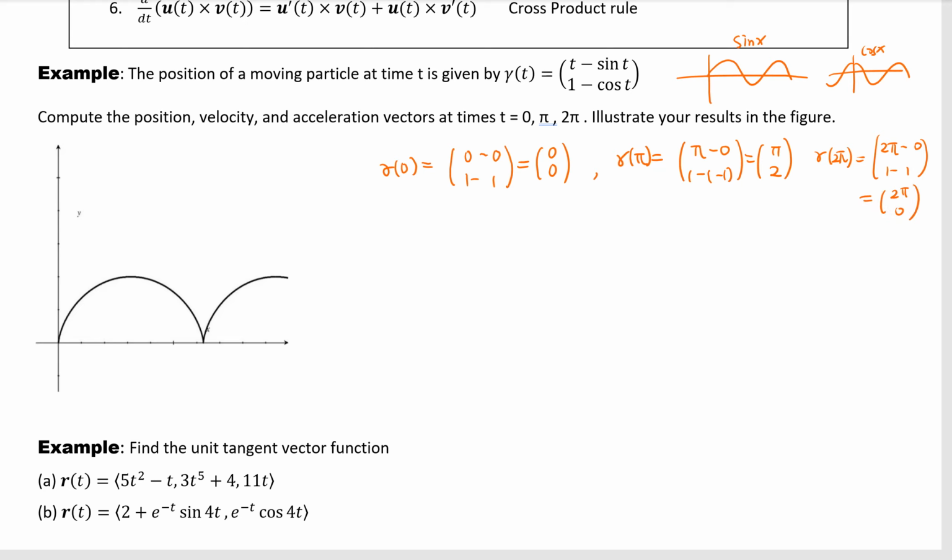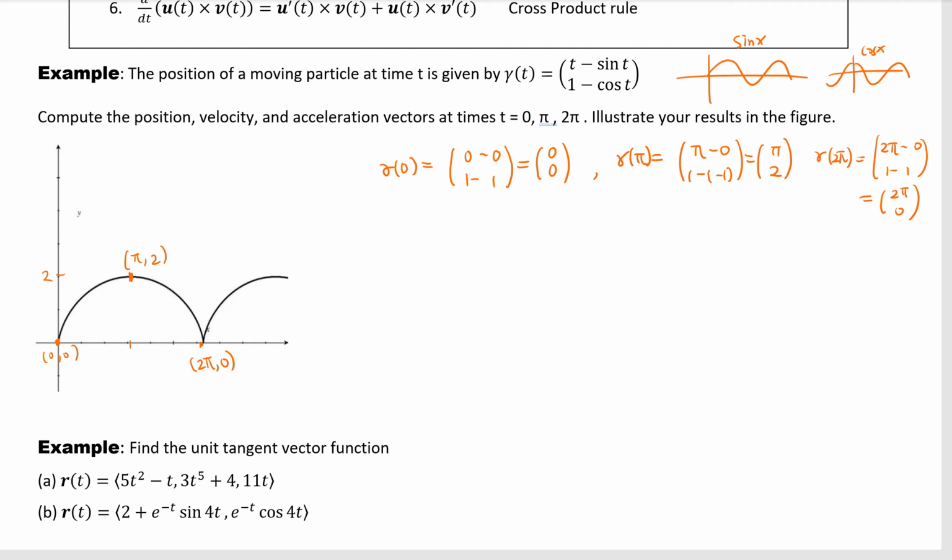Okay, so let's look at the graph that corresponds to these points. We have (0, 0) here. Pi is like 3.14 somewhere, so this is (pi, 2). Then this guy is (2 pi, 0). You see it oscillating with a period of 2 pi.